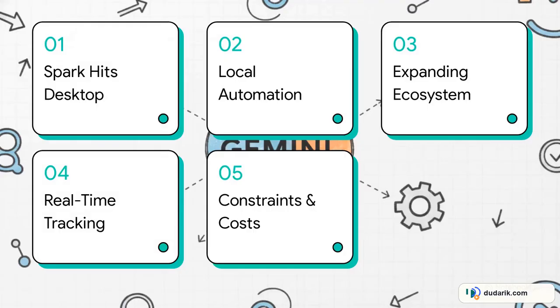So here is our roadmap for today's Explainer. First, Spark hitting the desktop. Second, granular local automation. Third, the expanding app ecosystem. Fourth, real-time tracking capabilities. And finally, the reality check on constraints and premium costs. Let's get right to it.